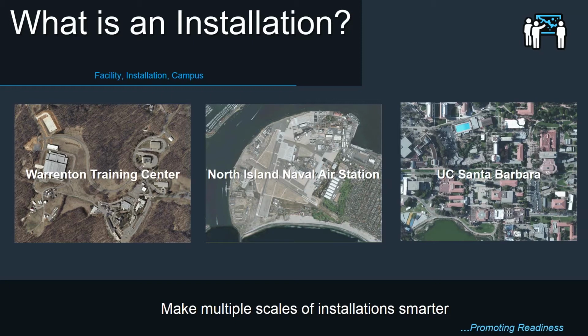Depending on the ratio of employees to visitors, the site is either a workplace or venue. The ratio of employees to students dictates whether it's a workplace or campus or installation. During this presentation, the words facility, installation, and campus will be used interchangeably.